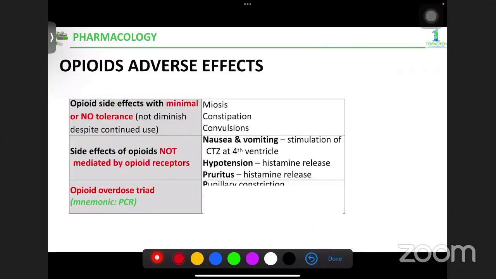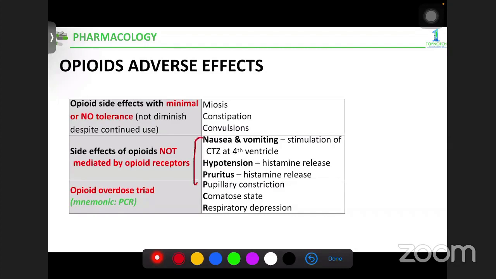So for your opioids naman, remember these. Aside from these in your handouts, I just want to emphasize the opioid overdose triad. CPR is one mnemonic. If morphine overdose, what will you do? Do CPR. So what's your CPR? Comatose, pupillary constriction or miosis, and respiratory depression. So remember that. Do CPR. Okay. You tried opioid overdose.